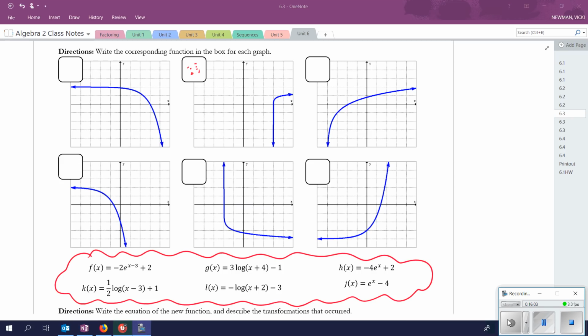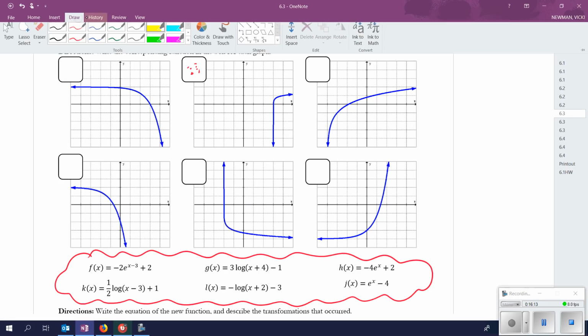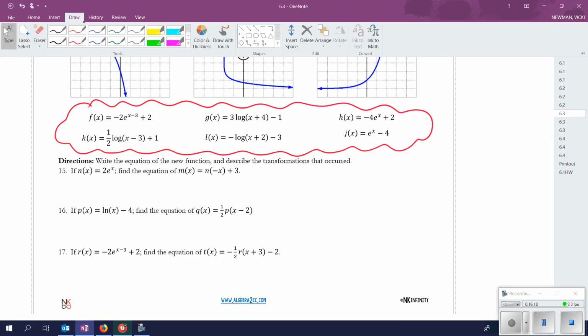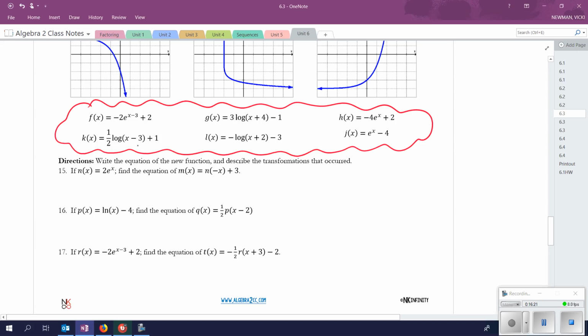Okay, so this is putting all of our graphing things together, which is evil or awesome. I don't know which. Okay, so actually what I'm going to do right now is I'm going to go down here, and anything that's logarithmic, we can kind of pick out the asymptote, right? So for k of x, we should have an asymptote of x equals 3. For L of x, we should have an asymptote at x equals negative 2. And for g of x, we should have an asymptote of x equals negative 4. Those are vertical asymptotes.